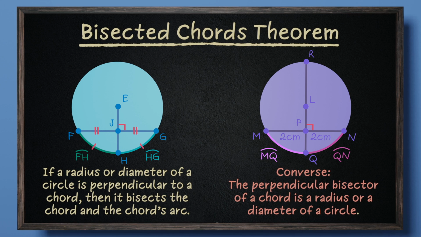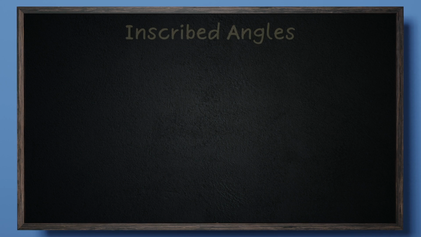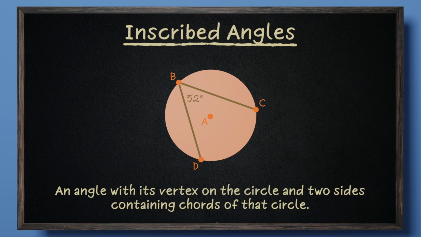Looking at circle L, with the converse of our theorem in mind, we can correctly assume that line segment RQ is a diameter of circle L and is a perpendicular bisector of chord MN. Our next area of study involves the inscribed angle, which is an angle with its vertex on the circle and two sides containing chords of that circle. Looking at circle A, angle DBC is an example of an inscribed angle for this circle. These angles differ from the central angles we discussed in our previous lesson, since the vertex of inscribed angles is located on the circle instead of the center of the circle.